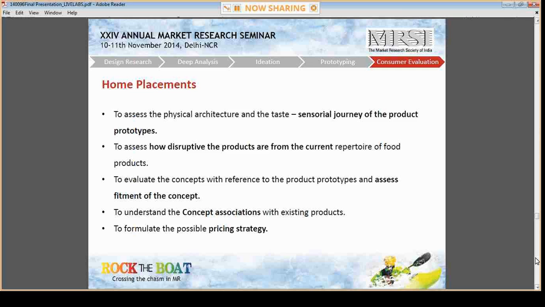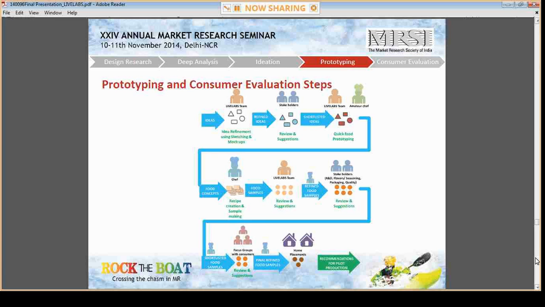for home placements. Now, home placements were done in 8 different houses, different ethnicities of people, different family compositions, and the products were kept in their houses for 4 days to get their feedback on what they feel about it. And various different aspects of it were tested.